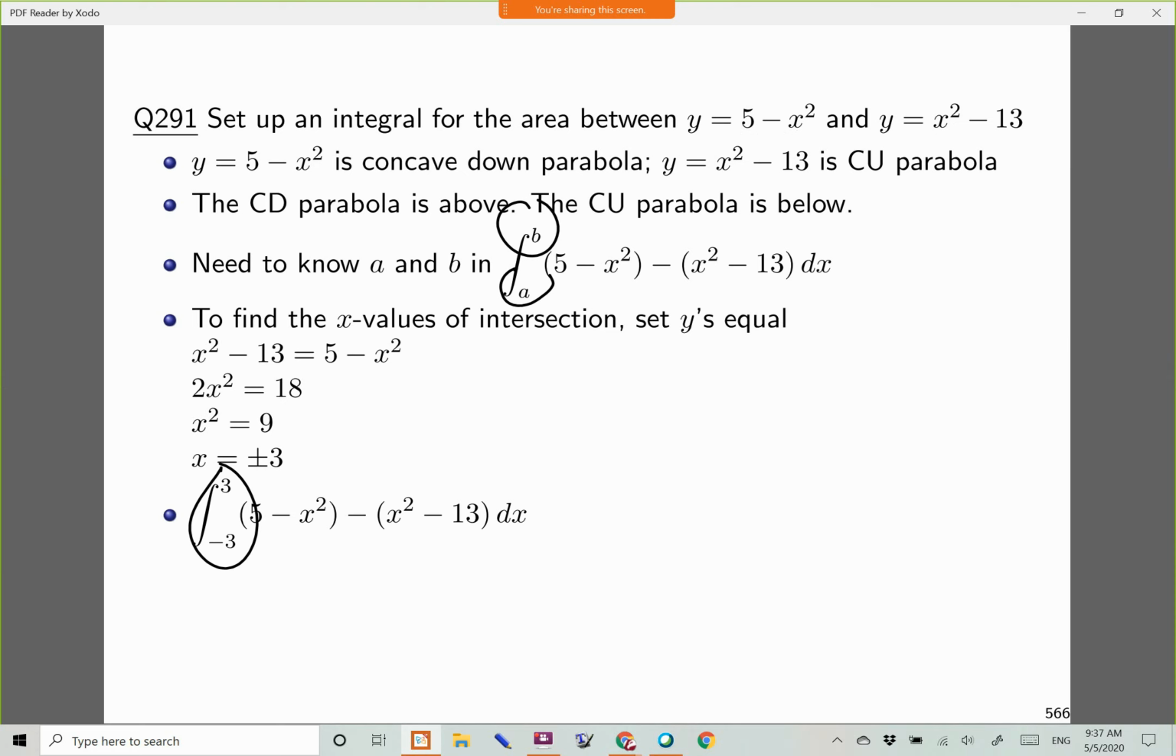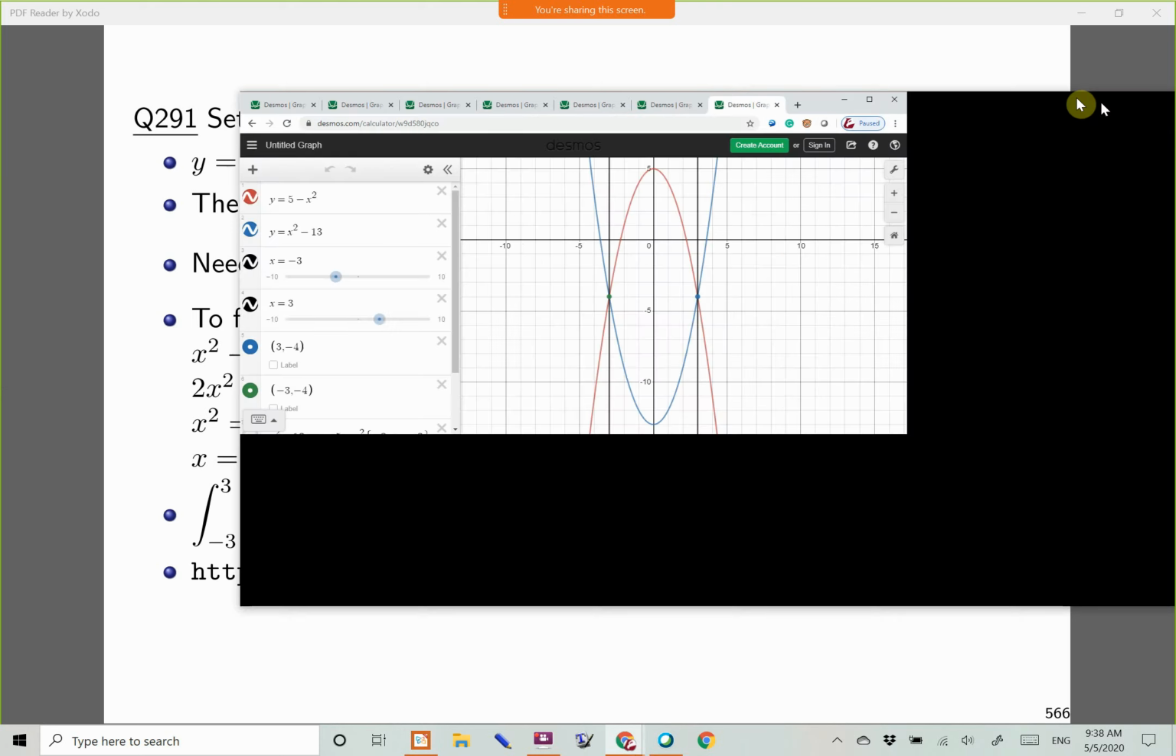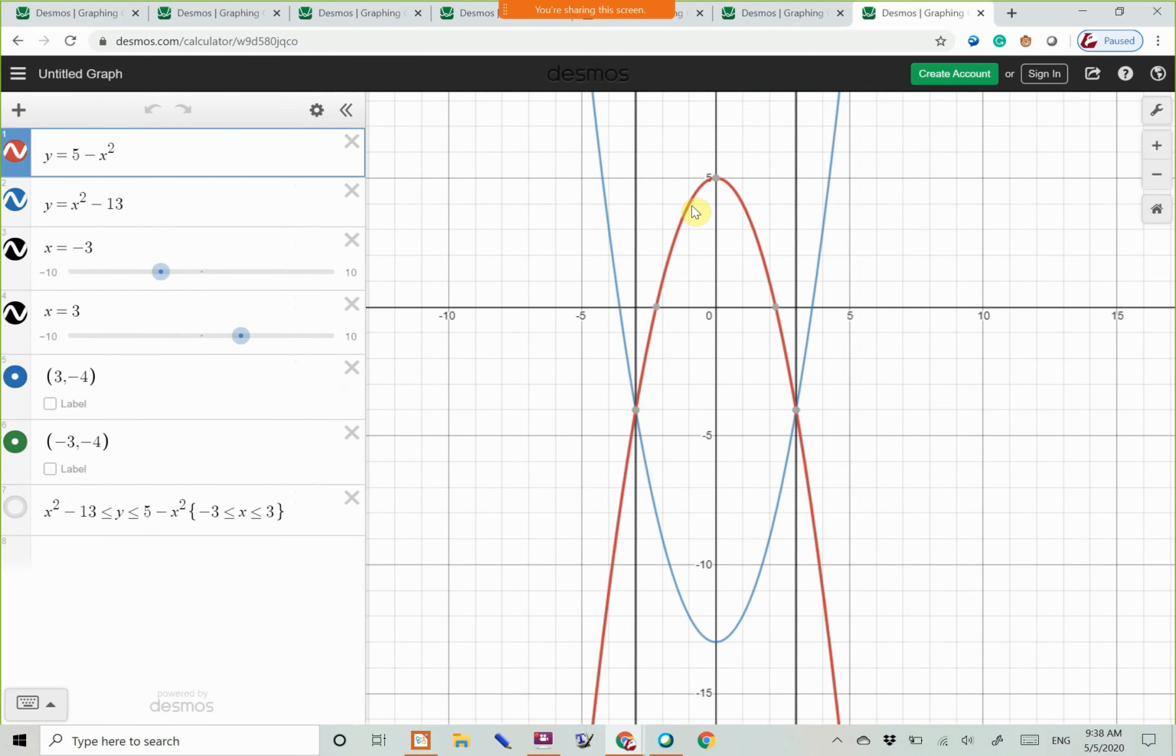So we have this integral from negative 3 to 3 of upper function minus lower function. And in fact, I do have a link just to show for that. So here's what that picture looks like. The upper function really is the concave down parabola, that's the 5 minus x squared. The concave up parabola is the lower function. It's the lower part of the shaded purple region, the very bottom edge of it.